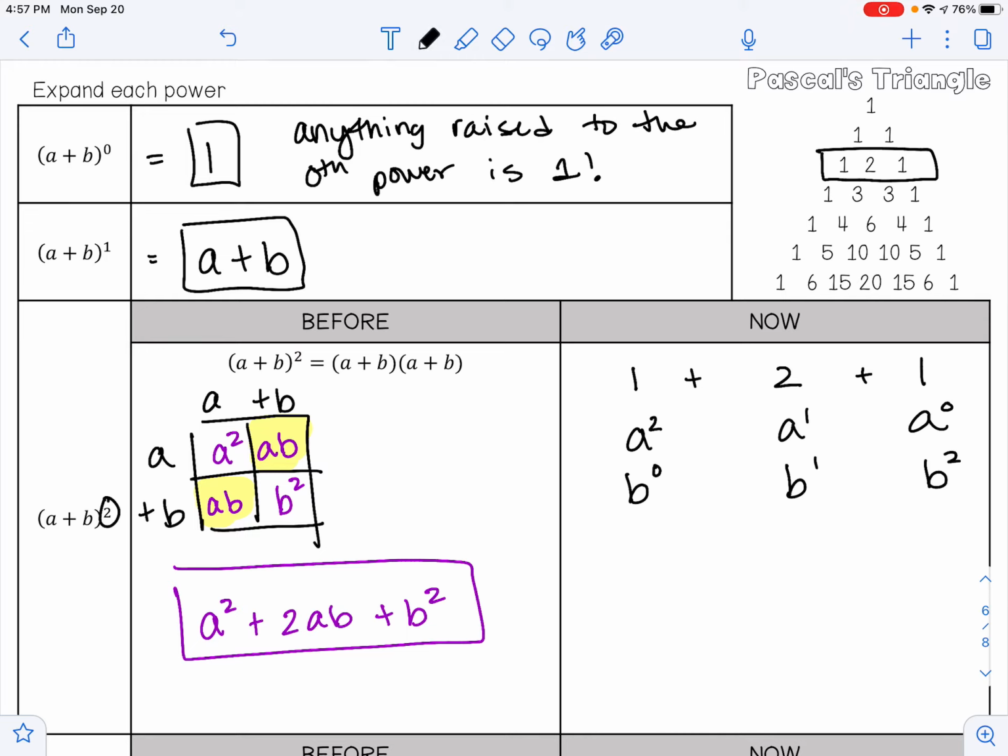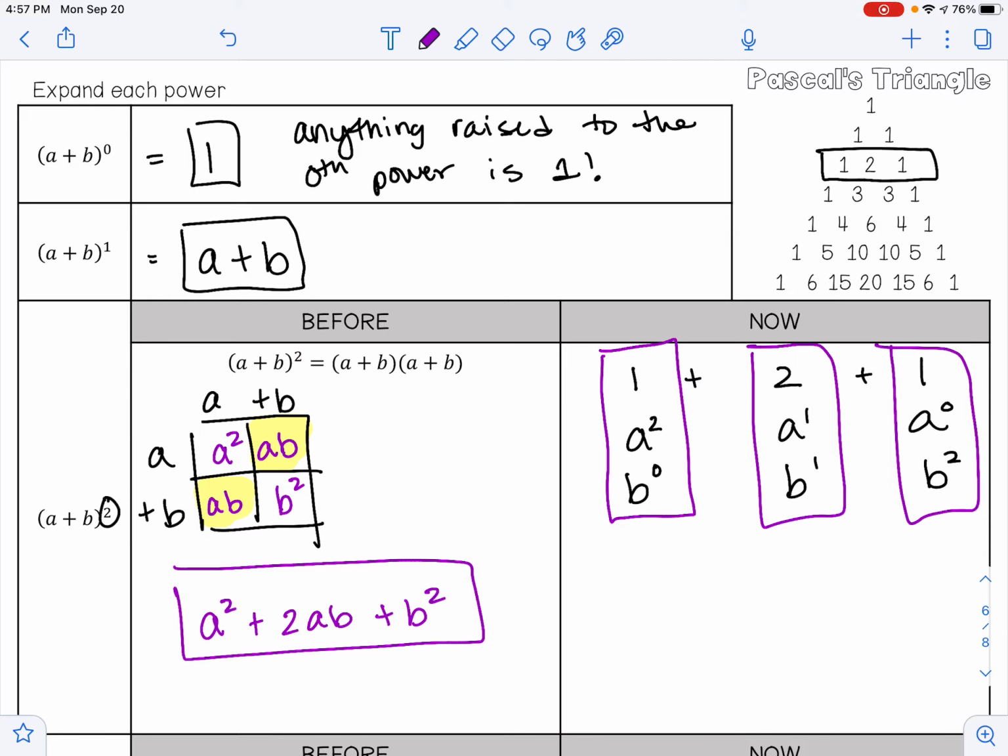So now what we are going to do is just figure out what each of these columns are, right? So let's see. Anything raised to the 0th power is 1. 1 times a squared times 1 is a squared. Plus 2 times a times b is 2ab. Brought down that plus sign.